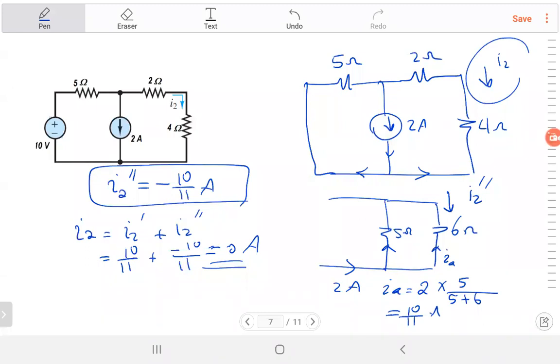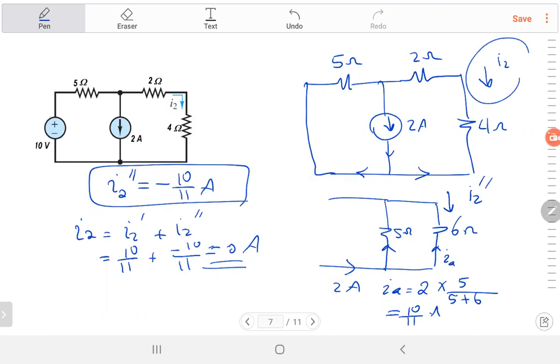Any question? It's a simple one. When you solve the homework, you'll find a little bit more complex, but the same thing. Yes. Which one? I2 double dash?